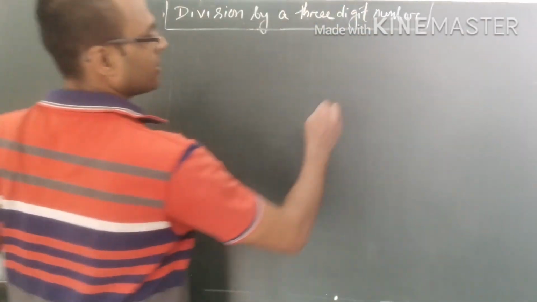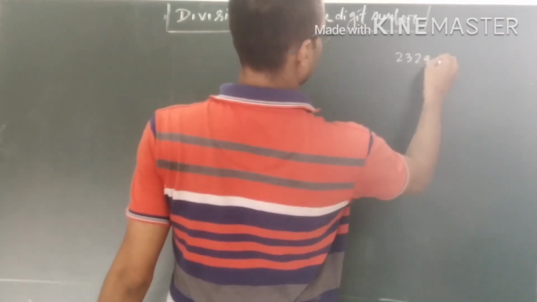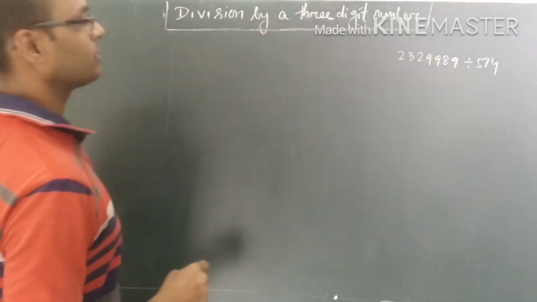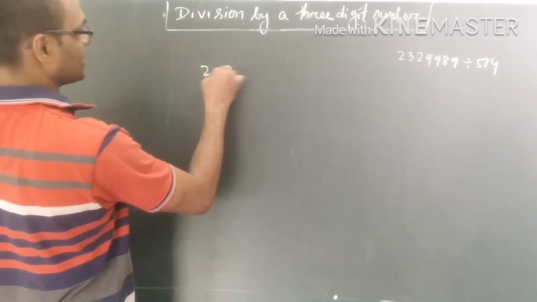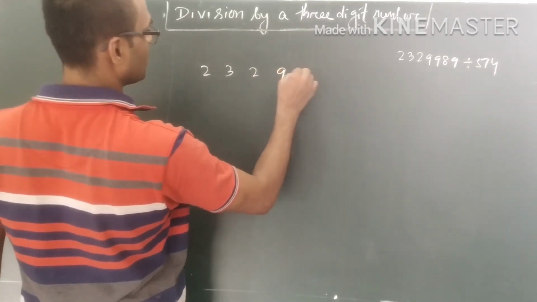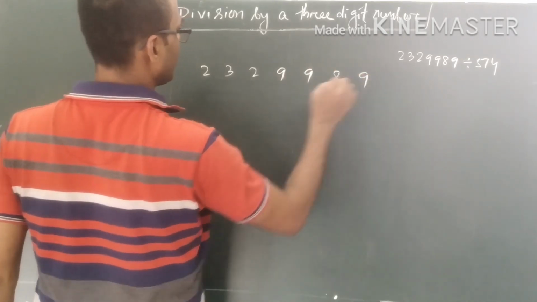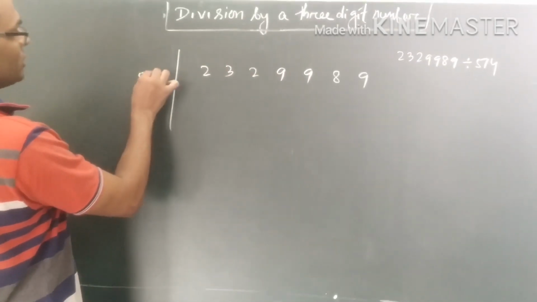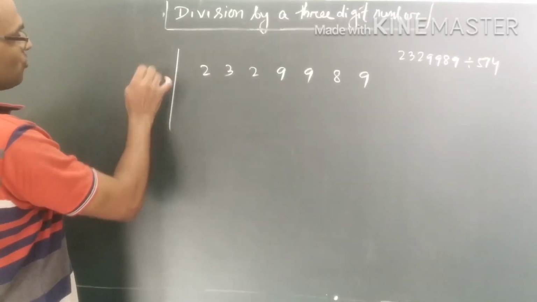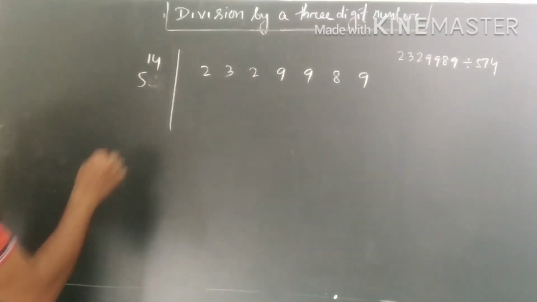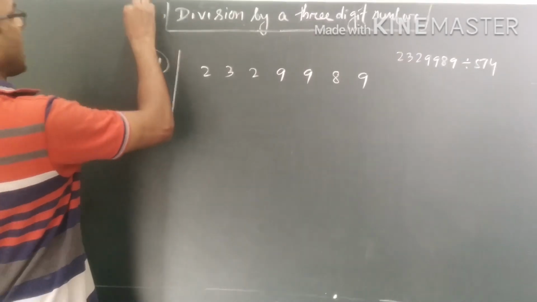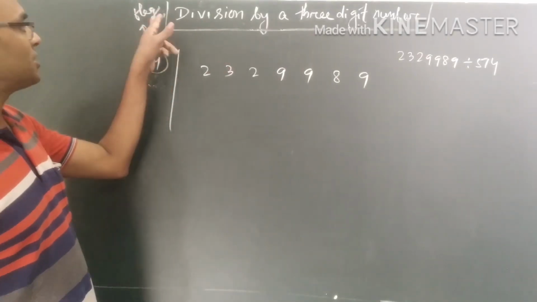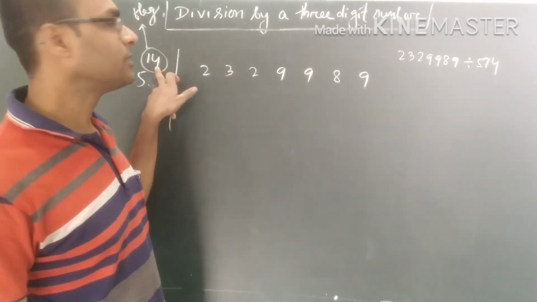Suppose I am taking 2329989 divided by 514. Instead of writing it like this, you put the 14 here. This is actually called the flag. It means we are doing the division by considering two flag digits.